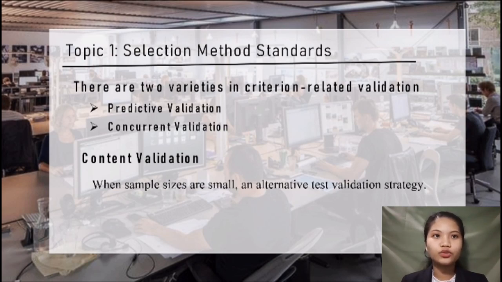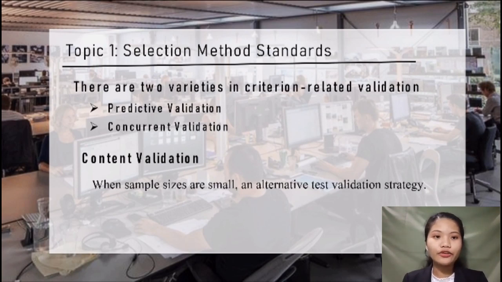Predictive validation seeks to establish an empirical relationship between test scores taken prior to being hired and eventual performance on the job. Next is the concurrent validation. Concurrent validation assesses the validity of a test by administering it to people already on the job and then correlating test scores with existing measures of each person's performance. The difference between the two is that in predictive, the test is taken prior, and in the concurrent, the test is being held in the current time.